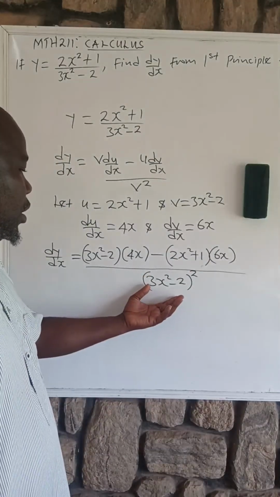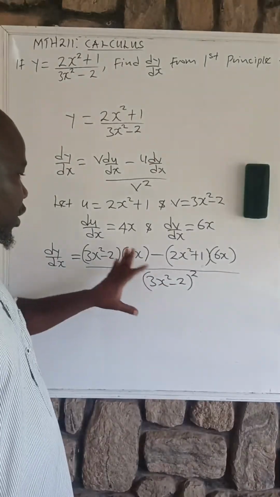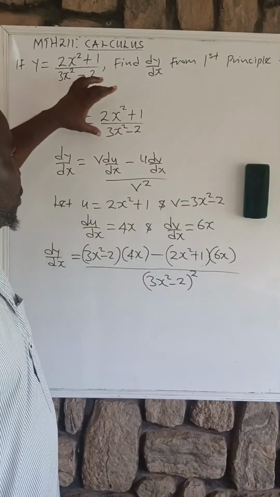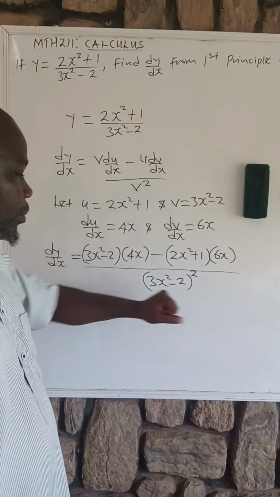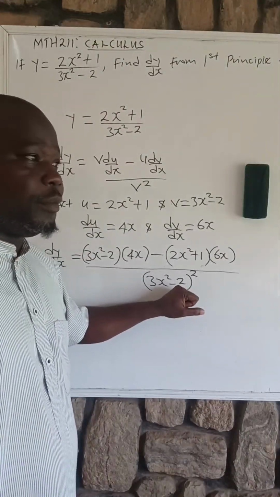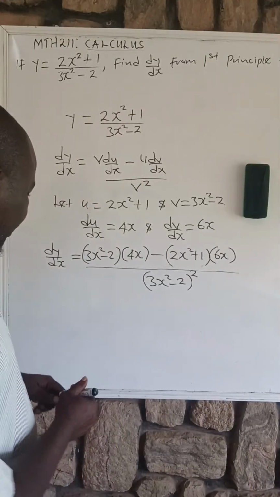So, that is the answer after using the quotient rule. This is what you are supposed to have. So, I'm going to teach you how to use first principle to differentiate to obtain this answer. Is that clear? So let us write this answer somewhere else.